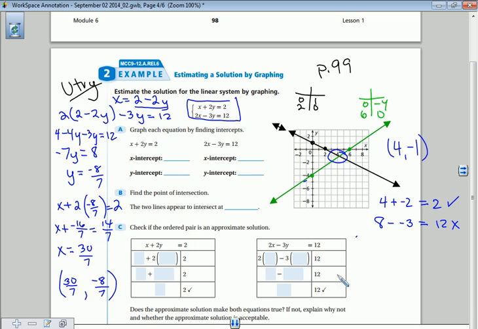And tomorrow, we're going to learn to use the graphing calculators to come up with a decimal approximation for that intersection. So this is the exact, but it'll give us a decimal that's really close to this tomorrow when we use our calculators.